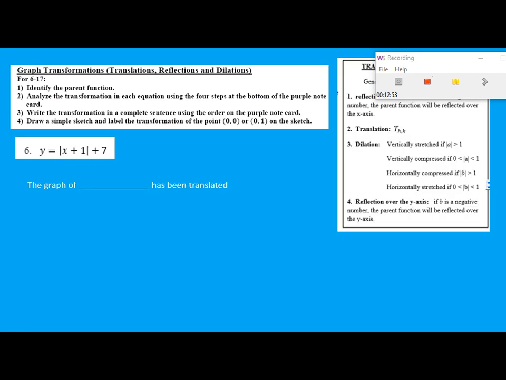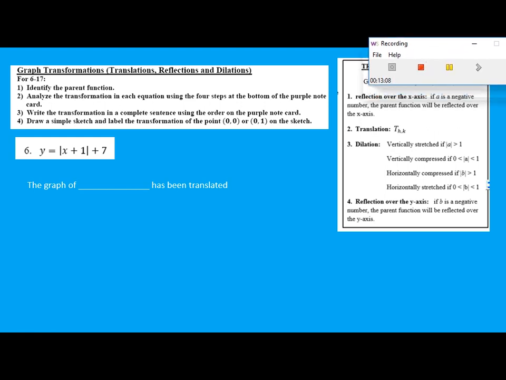Now, you should have a purple note card in front of you, or at least one of those printed sheets that I would have left there for you. Now, there's a special order that we would like to consider when we talk about these graph transformations. And when we say transformation, we mean a translation, left or right, a reflection, flipped over the x, flipped over the y, or a dilation, horizontally or vertically stretched.